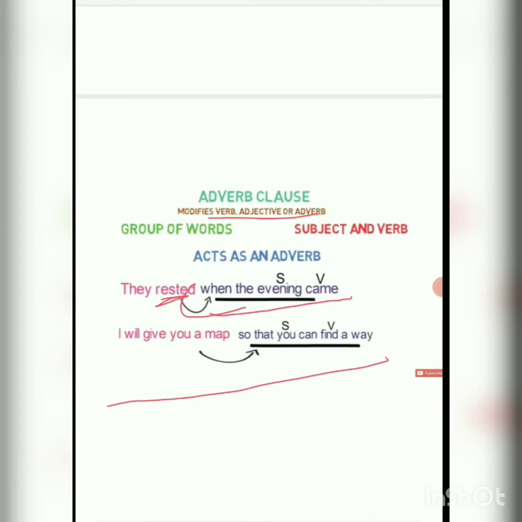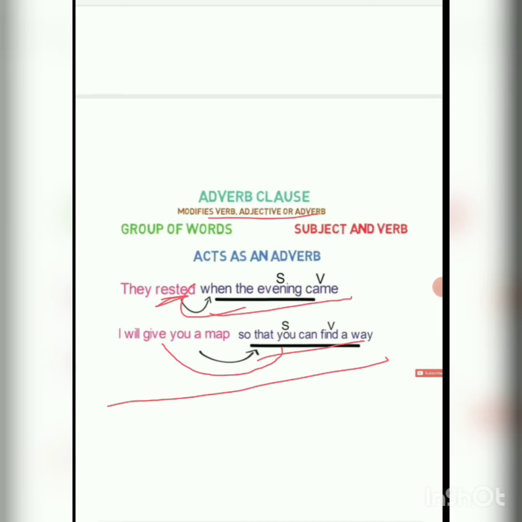Same here in the second sentence, if I take this group of words, so that you can find a way, okay, why am I calling it an adverb clause? Because this is also modifying the verb give. I will give you a map. Why will he give you a map? So that you can find a way. So this is an adverb of reason, and the first clause is an adverb of time, because it shows the time when they rested, when the evening came, and this is the reason why he gave a map, so that you can find a way.